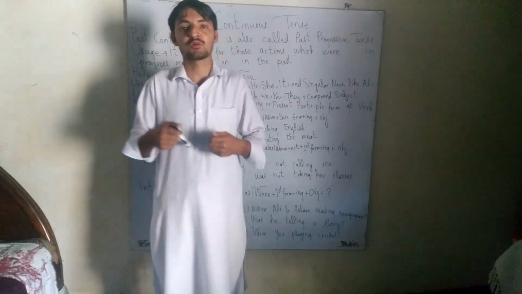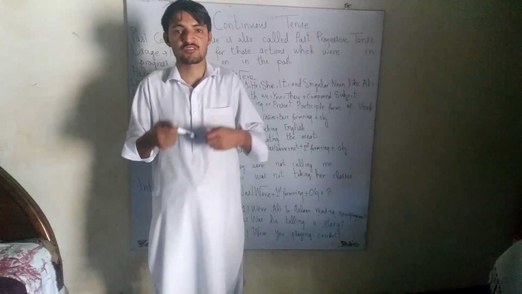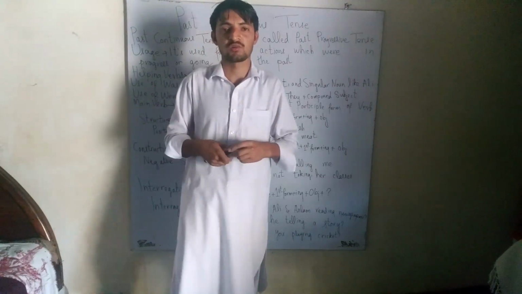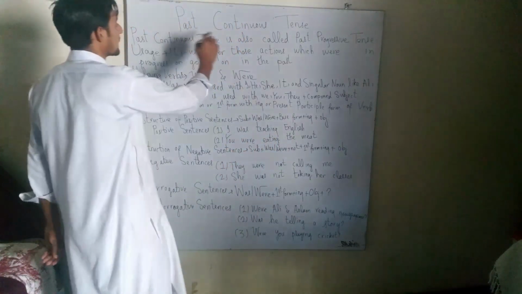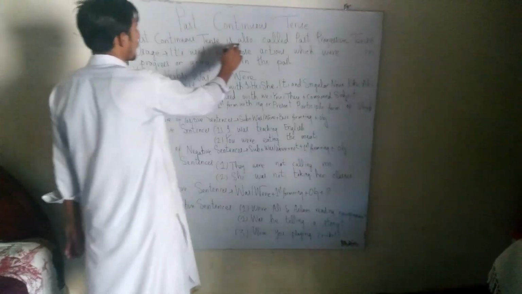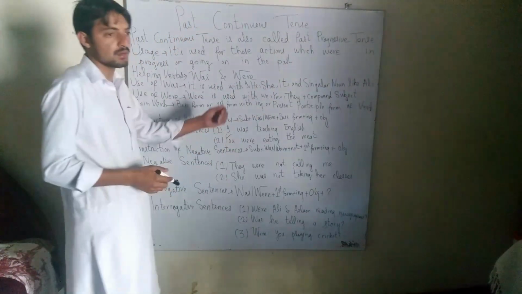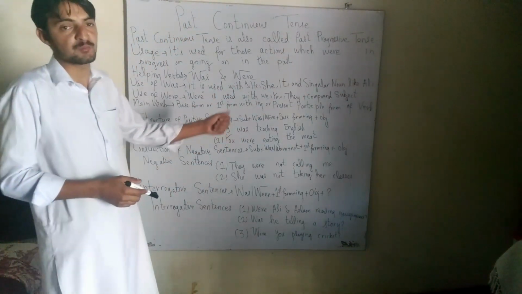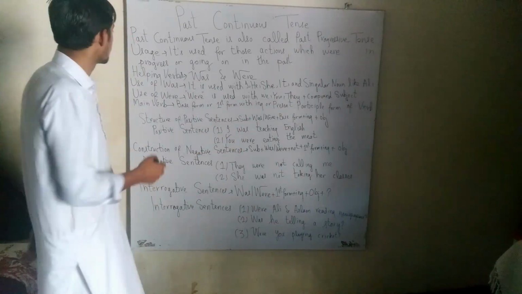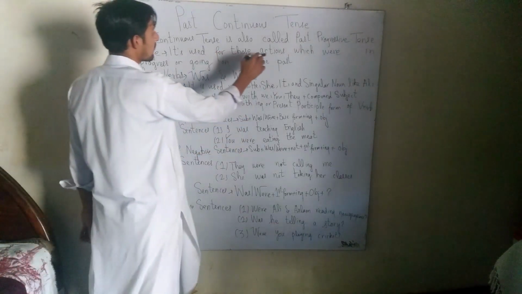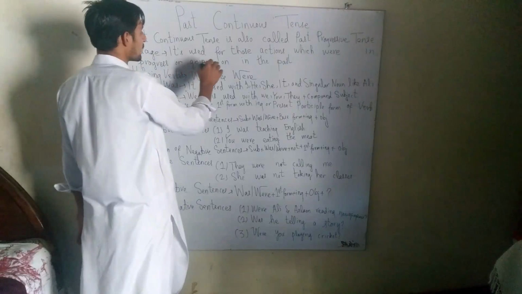In this video, I'm going to describe the whole structure of past continuous tense in detail. So let's get started. Past continuous tense. Past continuous tense is also called past progressive tense. Okay? Past continuous tense can be rightly called past progressive tense. It's used for those actions which were in progress or going on in the past.